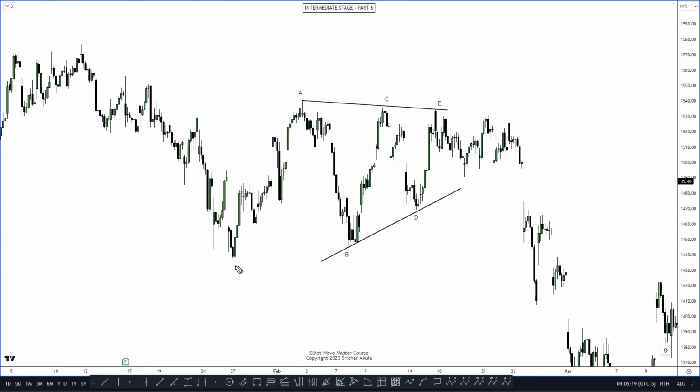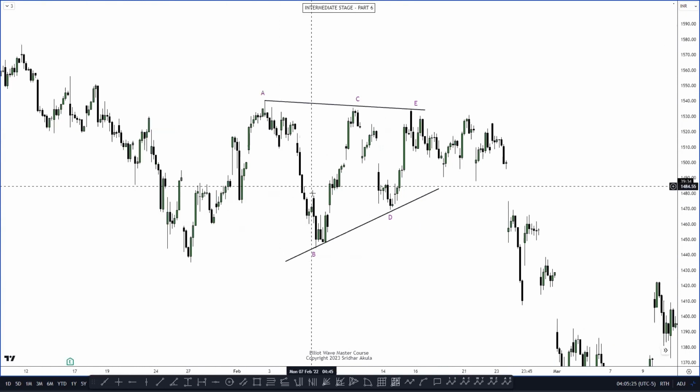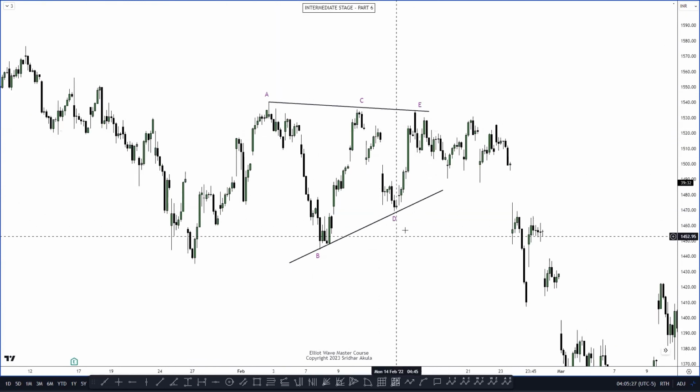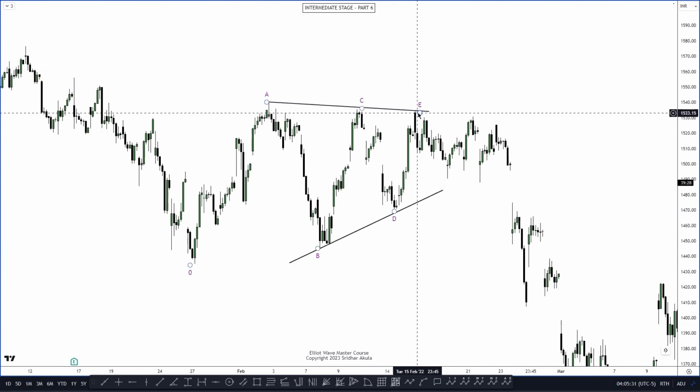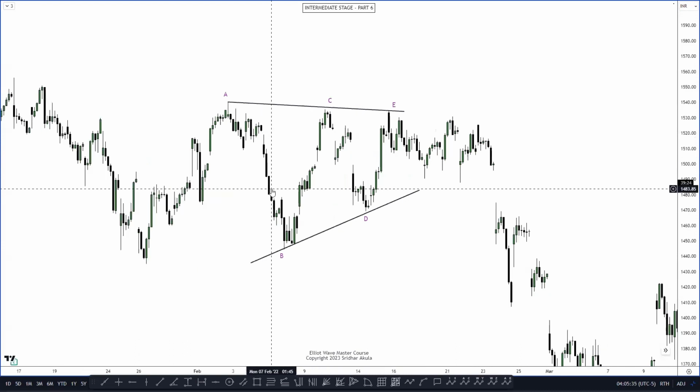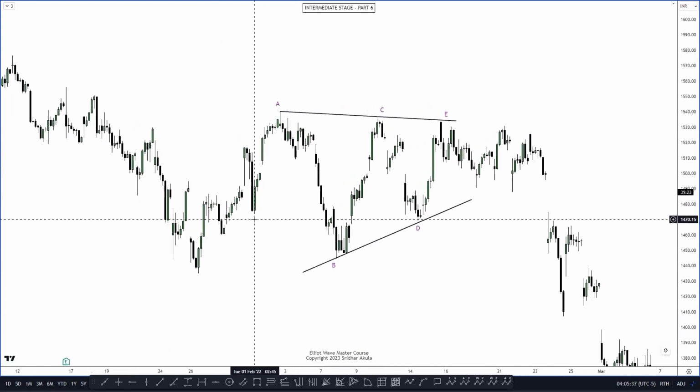Here is the part where everyone gets chopped up, right? Now you know how to calculate the internal structure of a triangle. You know you have to wait till wave D to confirm whether it's a triangle or not. Then you know wave E is going to come. After wave E, it's going to be a fast move in the market. Very, very simple, guys.